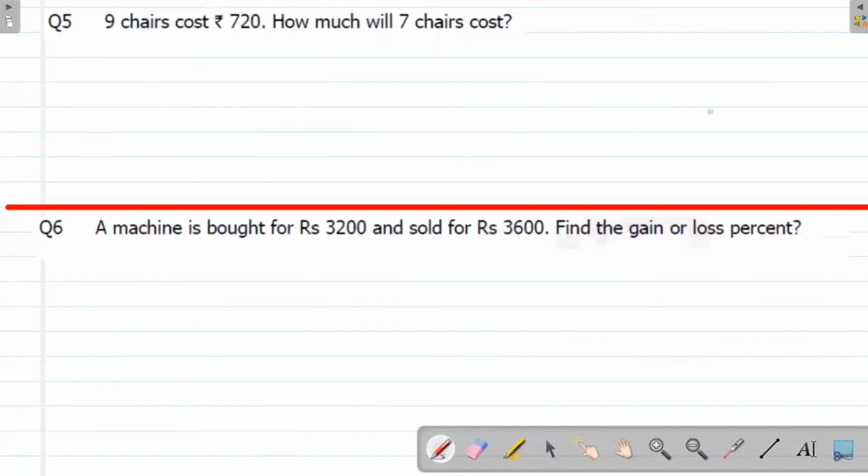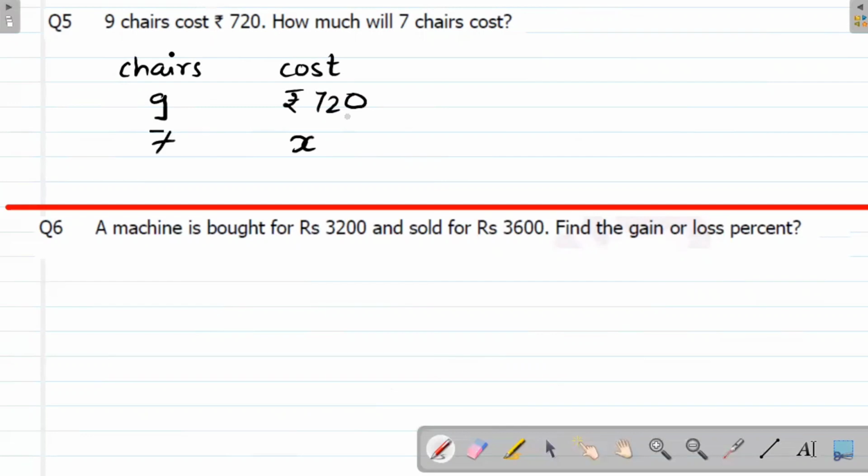9 chairs cost 720 rupees. How much will 7 chairs cost? Okay. Now, write down. You can go with the unitary method also, or you can go with the direct method also. So we will go with the direct method. Now, 9 chairs cost 720 rupees. Okay, then what is the cost of 7 chairs?